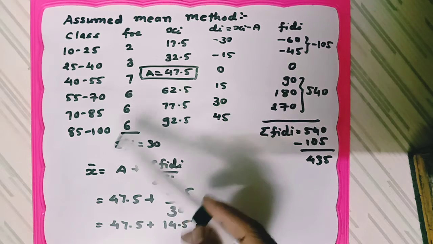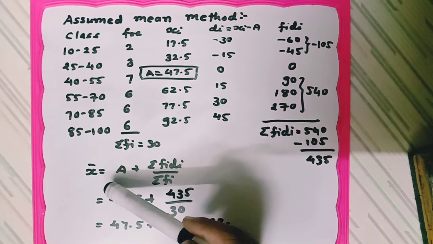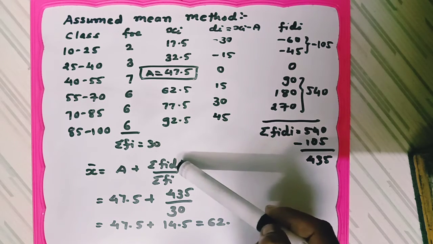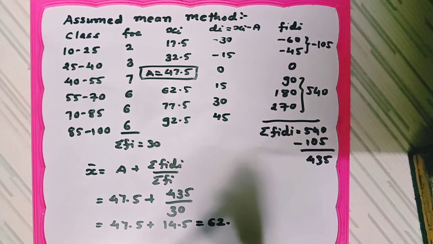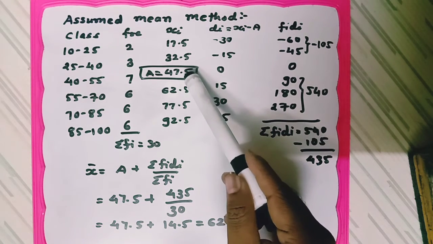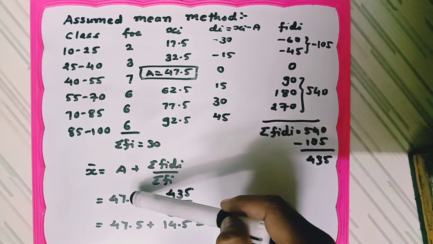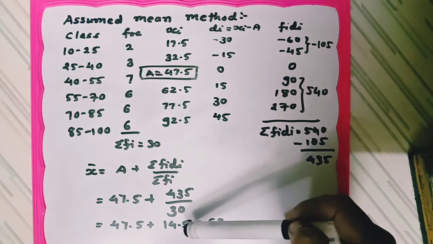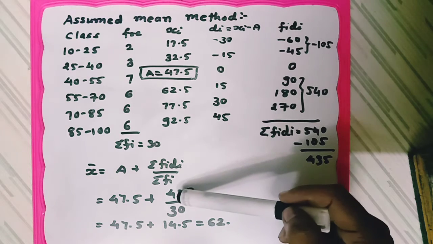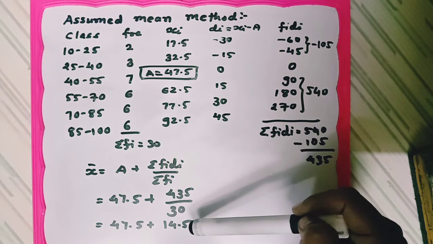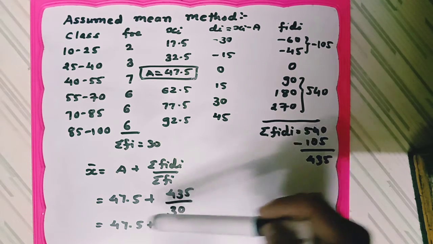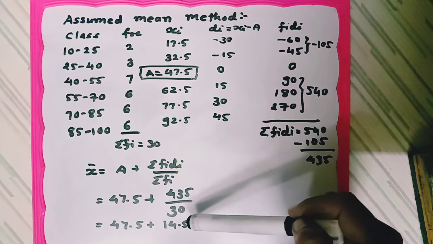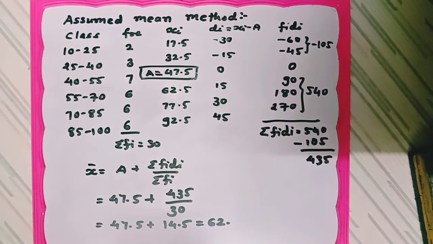Now the assumed mean formula is x bar equals A plus sigma fidi upon sigma fi. So A value we have 47.5, so 47.5 plus 435 upon 30. So 435 upon 30 we do, then we get 14.5, and 47.5 plus 14.5 we add, then the answer is 62.